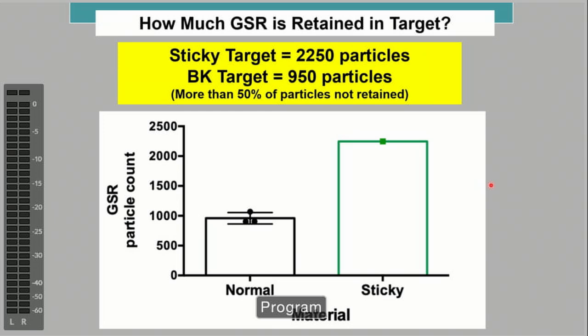I found that on the sticky target you have 2,250 particles. On the bench coat target, you have 950 particles. So more than 50% of the particles are not retained. I would also suggest that you keep in mind that different substrates have different retention properties. I found that the bench coat and the cotton fabric all have different retention properties: the GSR will stick to them or not, depending on the type of material and whatever the dynamics involved are.